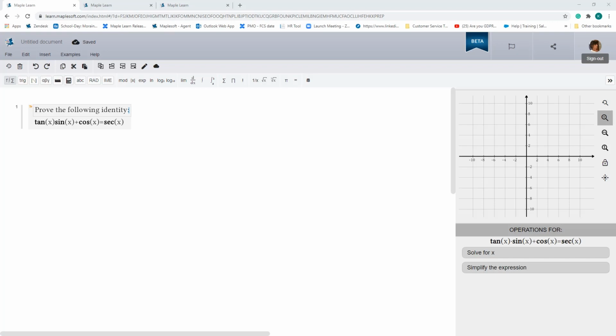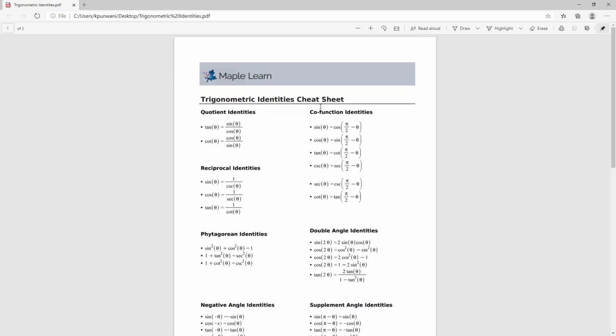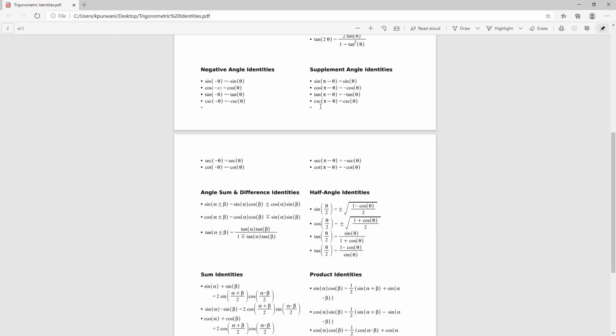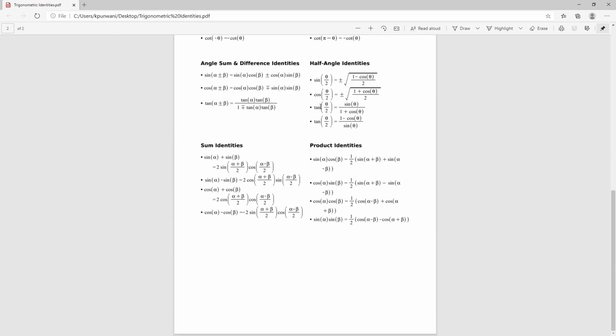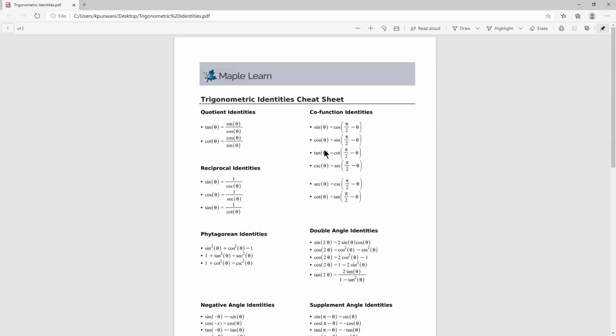So before we begin, the first thing you'll note is I've created a little trig identities cheat sheet that you'll see at the bottom of this video, as well as on the web page for this particular video. So take a look at it, download it. This will be your cheat sheet, and this will help you solve any trig identity problems that you may come across.